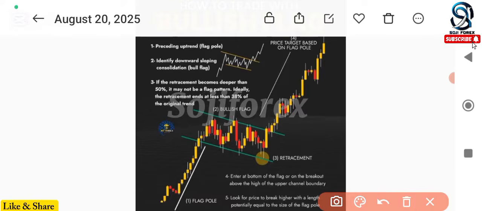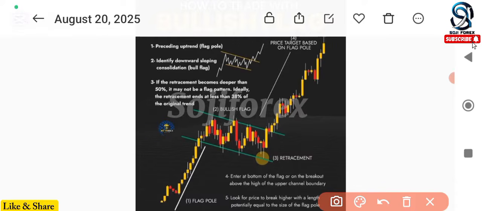Then you enter at the bottom of the flag or the breakout. So now we are looking at what? We've talked about how you can identify the flag pattern. Now the other question is, how do you buy? Two ways you can buy. It's either you buy at the bottom of the flag or at the breakout of the flag. So you can wait for the price to break out for you to buy, or you buy from the bottom of the flag.